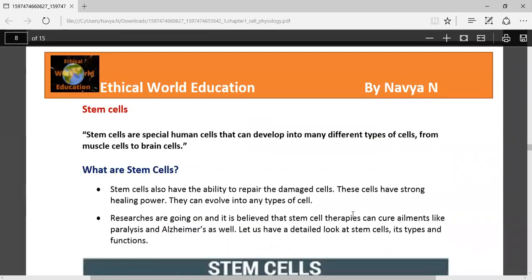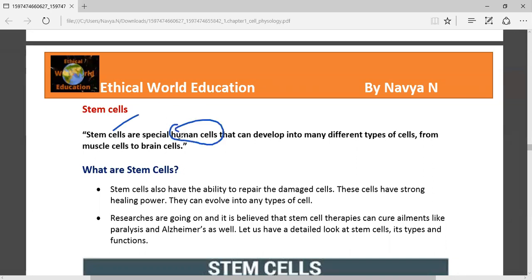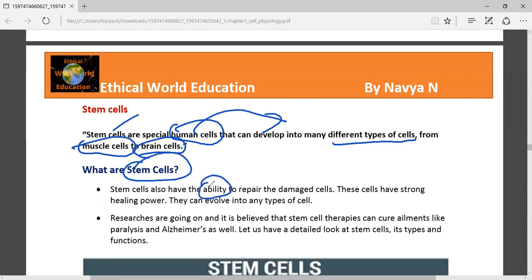Stem cells. So what are the stem cells? The stem cells are special human cells. What do they do? They develop into different types of cells, from the muscle cell to the brain cell. Stem cells also have the ability to repair the damaged ones.